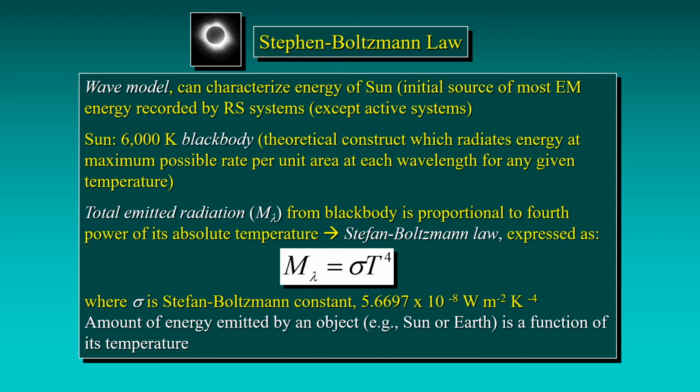So if we use the wave model, it's possible to characterize the energy coming from the sun, which represents our initial source of most of the electromagnetic radiation that we're going to be recording with remote sensing devices. Specifically, what we're going to be recording with what we call passive remote sensors. Again, it's basically where the source of illumination of our target, the Earth's surface for example, is the sun.